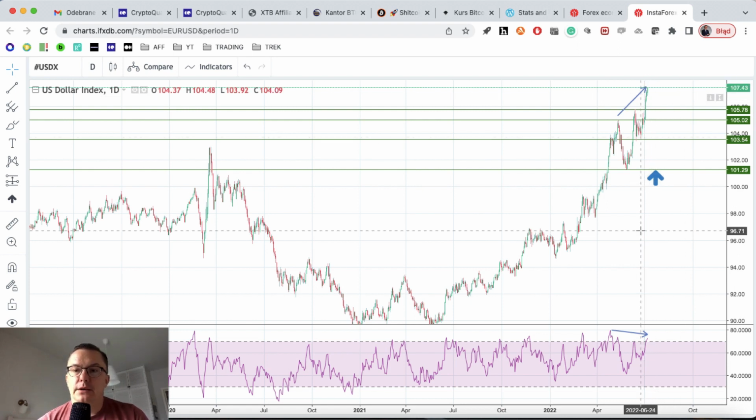As we know, sooner or later the US dollar index will come off from these levels, will do some kind of correction, of course.